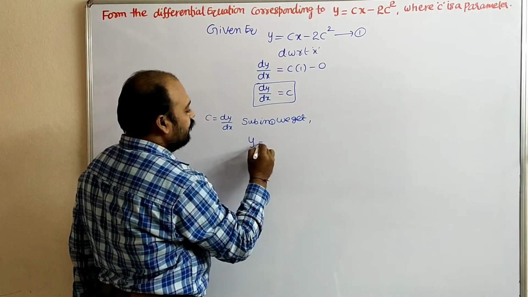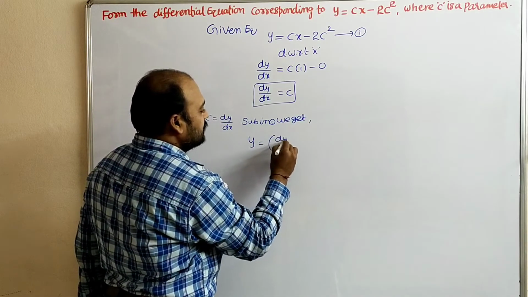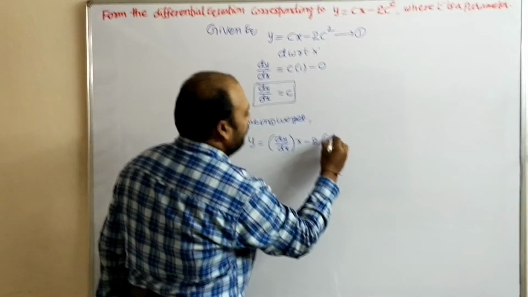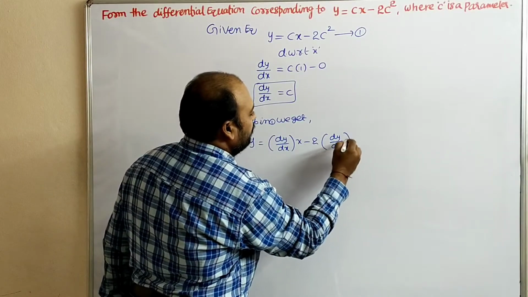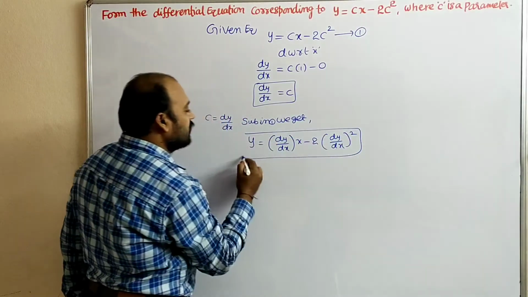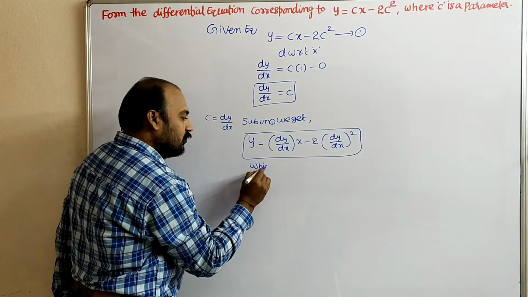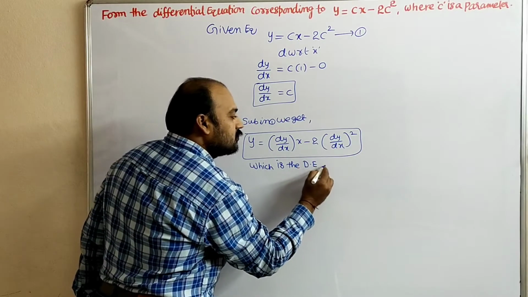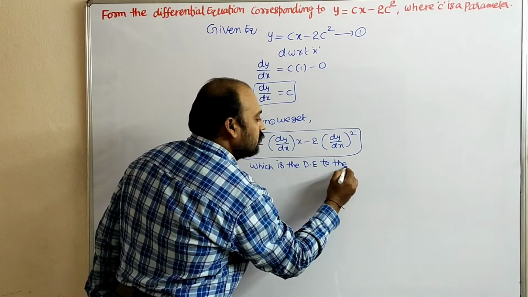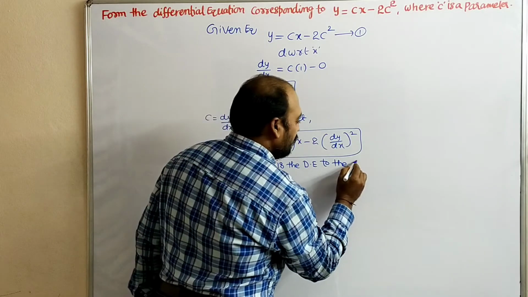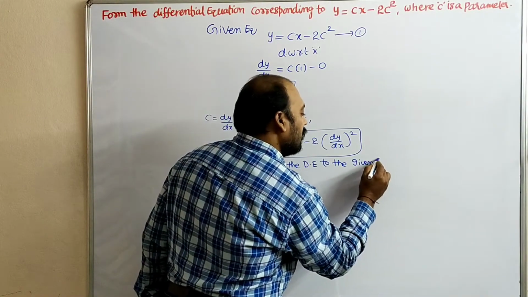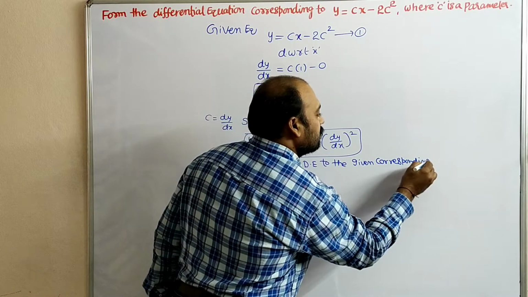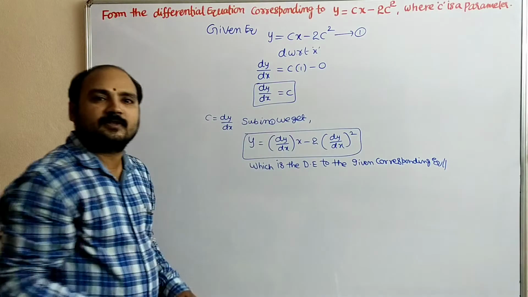y equal to dy by dx into x minus 2 into dy by dx whole square, which is the differential equation to the given corresponding equation. That's all, the answer.